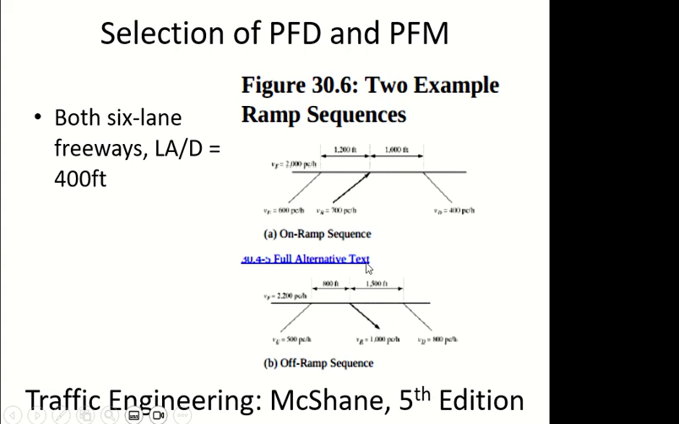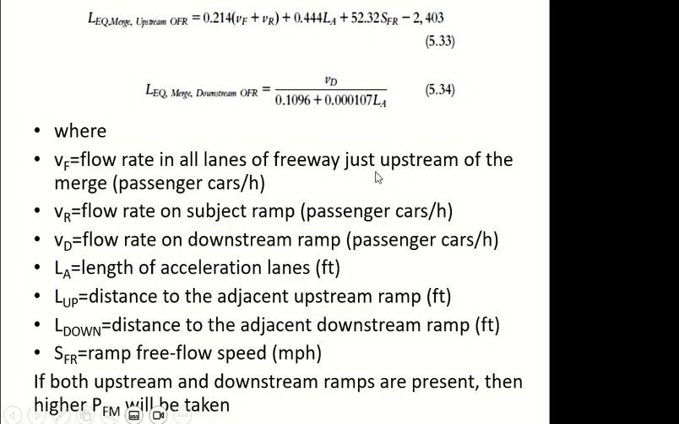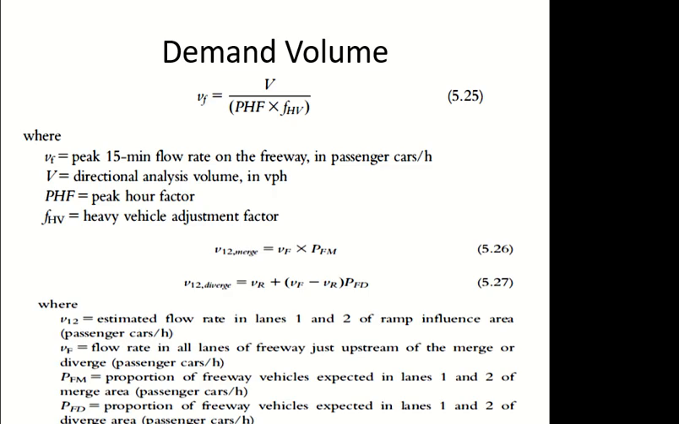Okay, so we have the first one, this one. Okay, and now they have already done this step. This step is already done for all the flows. So all flows are in passenger cars per hour. All of them are flow rates. We start with the merge segment. So we have to do VF into PFM. Okay, so we are trying to find out V12 in both cases.